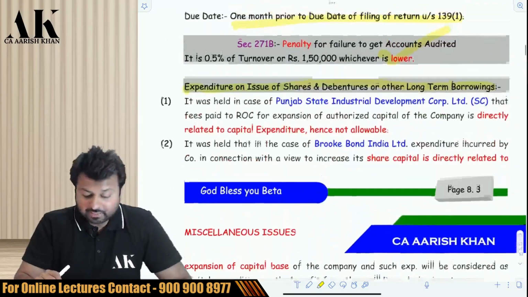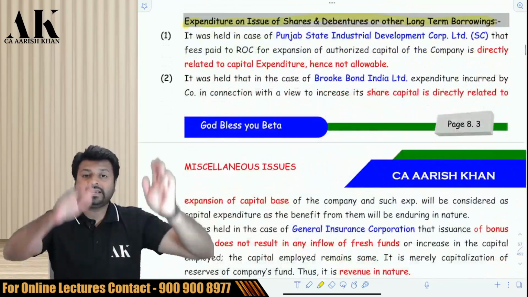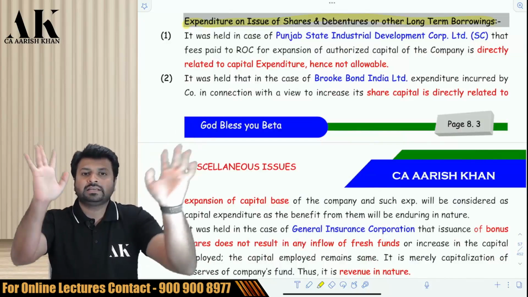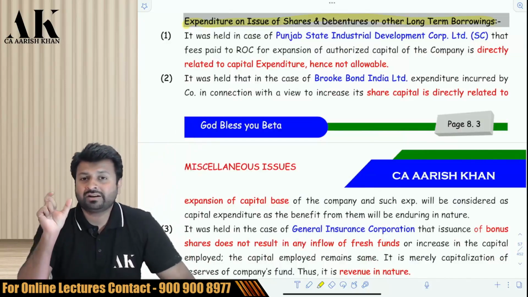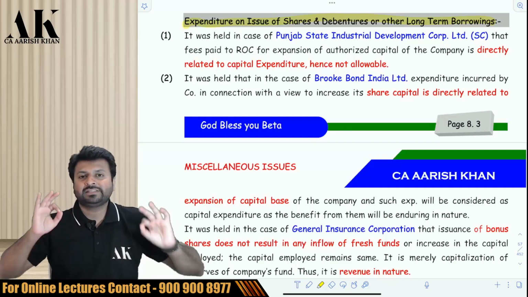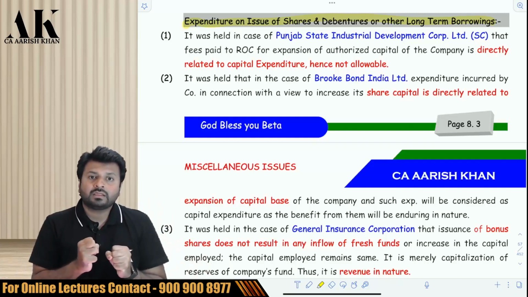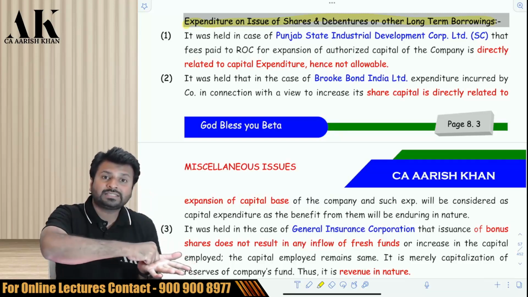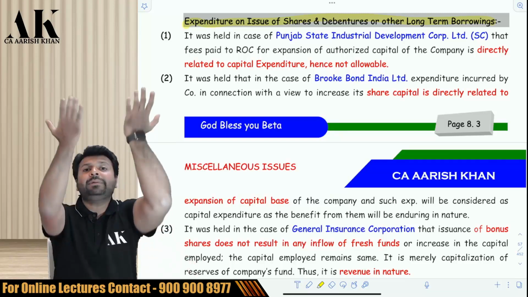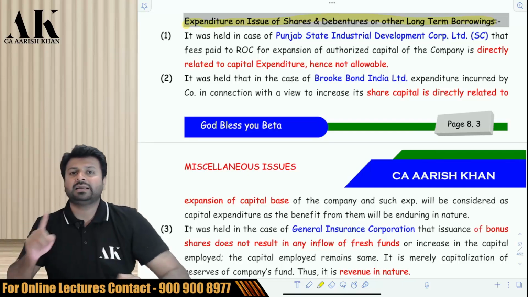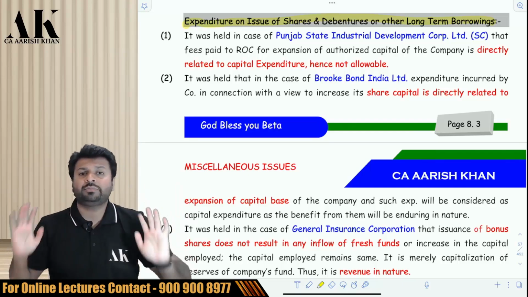If your case doesn't fall under 35D, then come over here. What do these 9 judgments have to say? Let me tell you in one single line. Let me give you the crux of these 9 judgments. These 9 judgments tell you very clearly, if your intention is to raise money which will be used for the purpose of raising permanent capital in the business, then that expenditure will be considered a capital expenditure and it shall not be allowed as deduction.